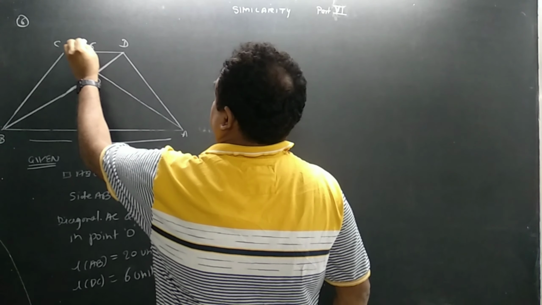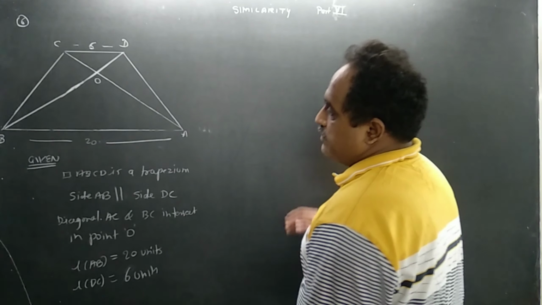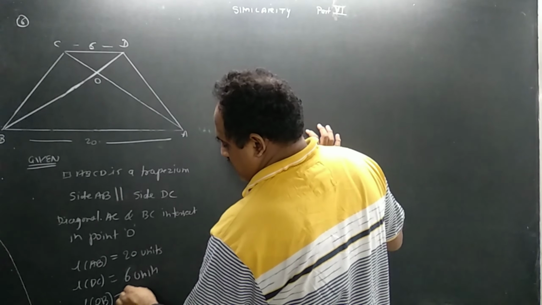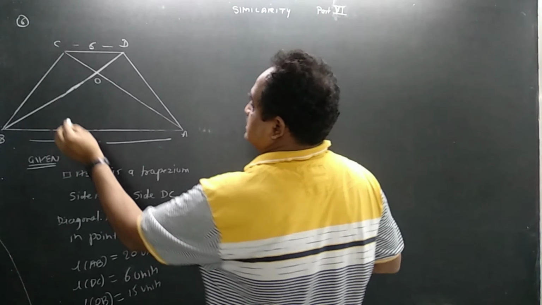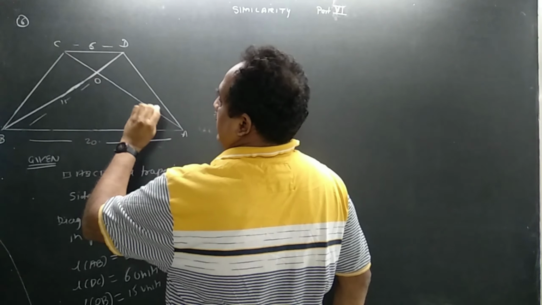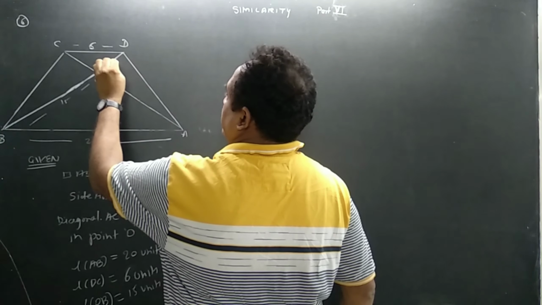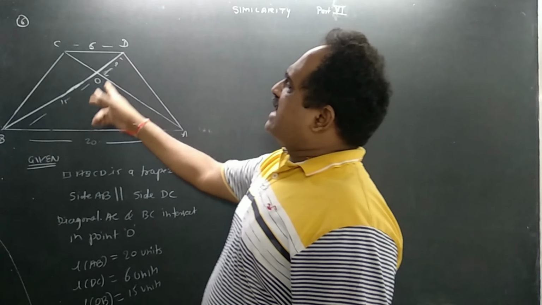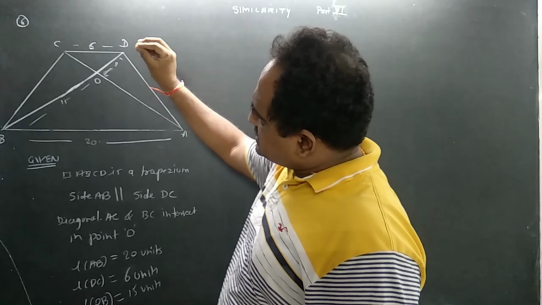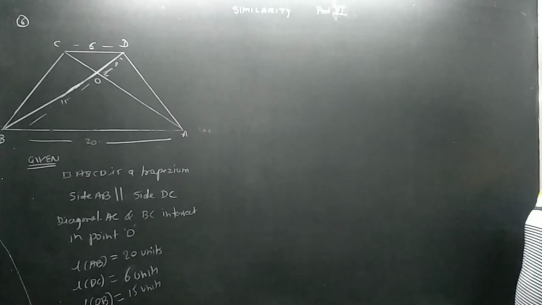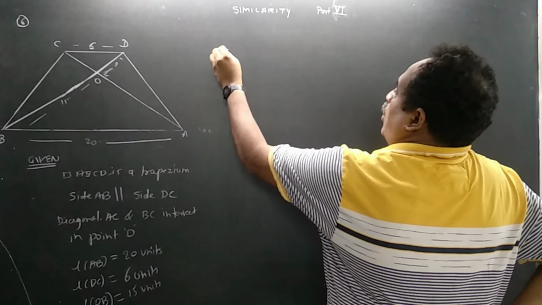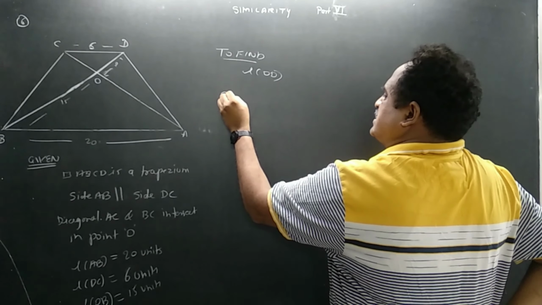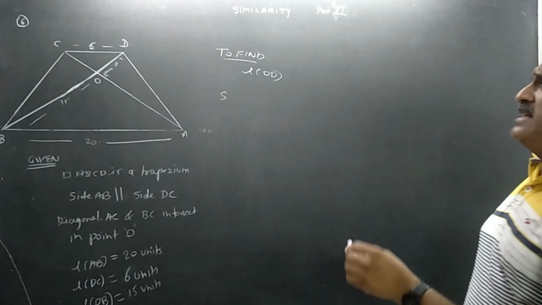and length OB is equal to 15 units. Find OD. You have to find the value of OD. Again, just see, these two sides are the same as the question we did earlier, the same as question number 5. What to find? Length OD. So the question is the same, the method of doing is the same.